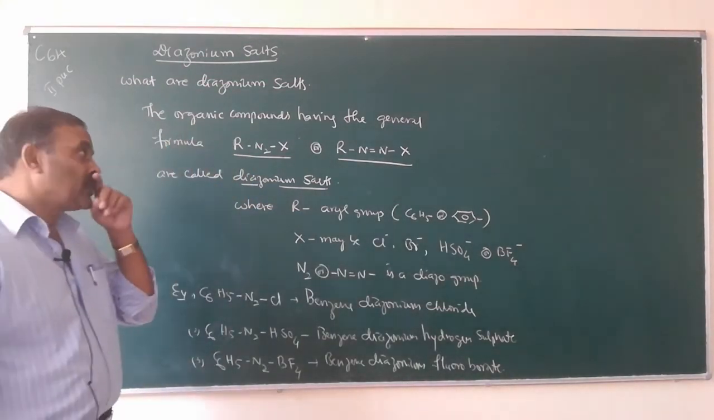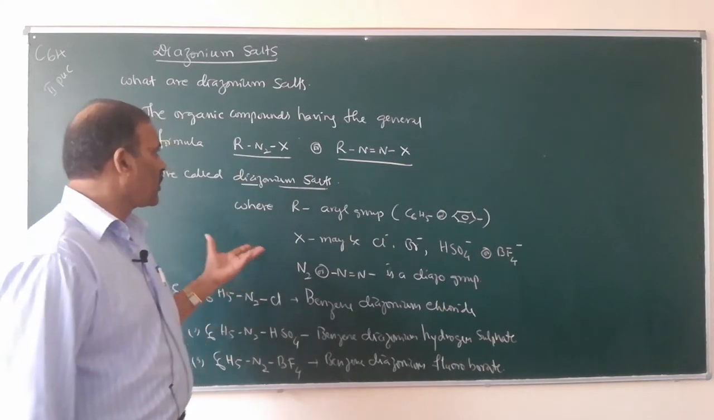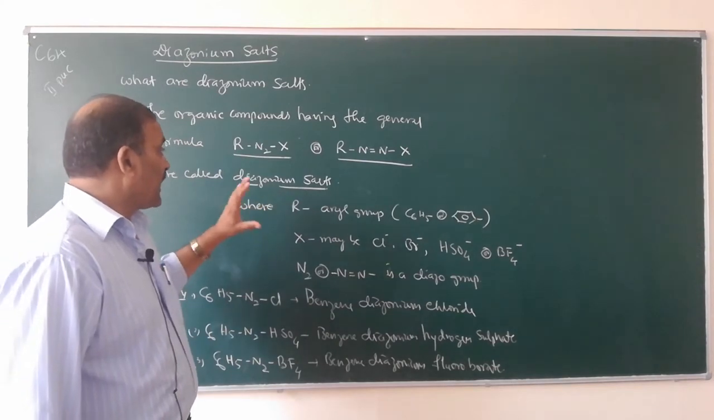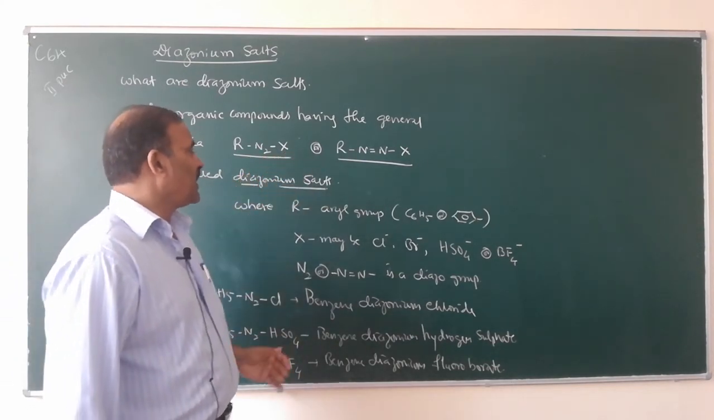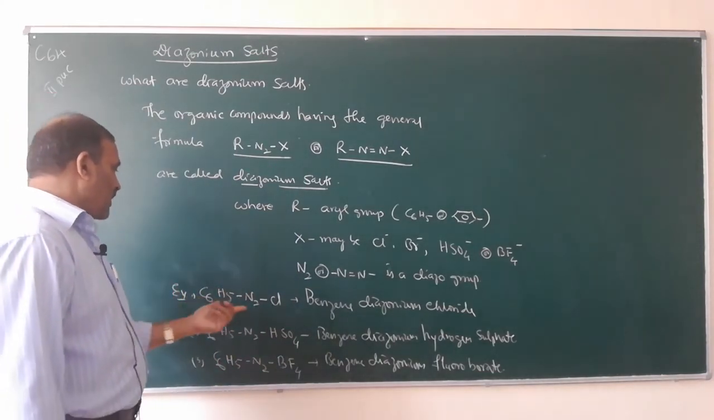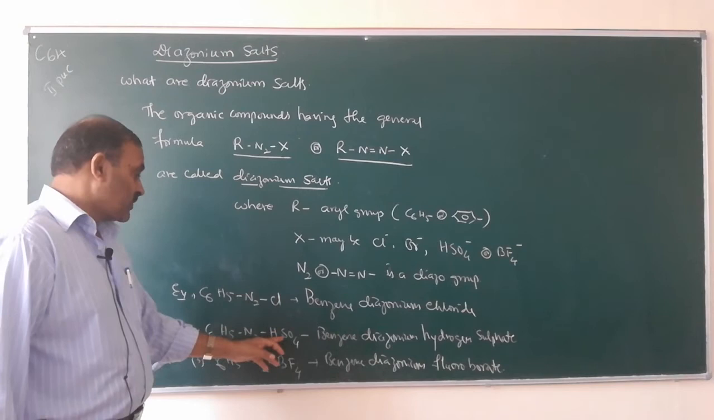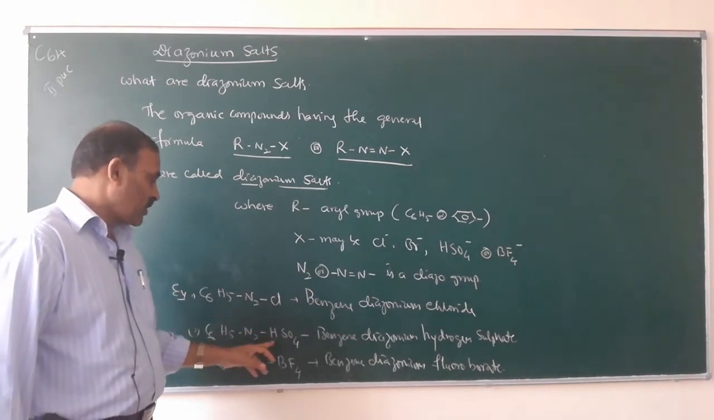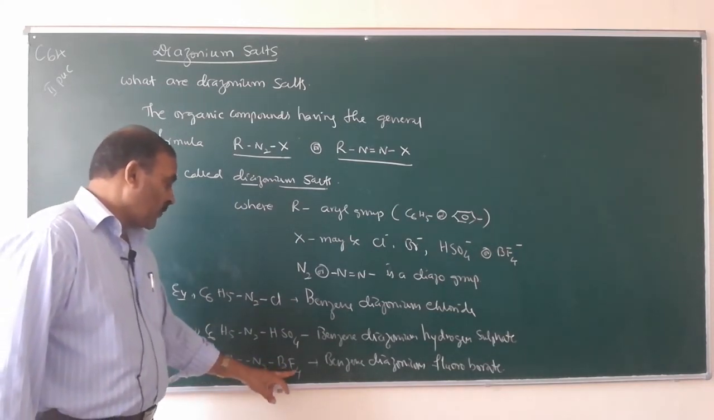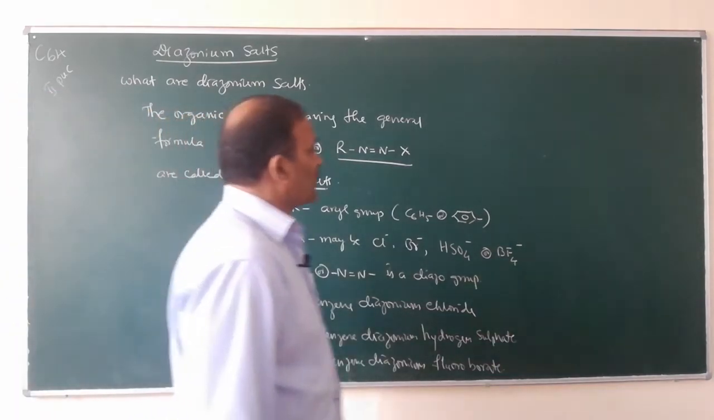What are diazonium salts? Organic compounds having the general formula RN2X are called diazonium salts, where R is an aryl group, N2 is a diazo group, and X may be Cl minus, Br minus, HSO4 minus, BF4 minus, etc. When X is Cl, it is benzene diazonium chloride. When X is HSO4 minus, it is benzene diazonium hydrogen sulfate. When X is BF4 minus, benzene diazonium fluoroborate. These are all examples for diazonium salts.